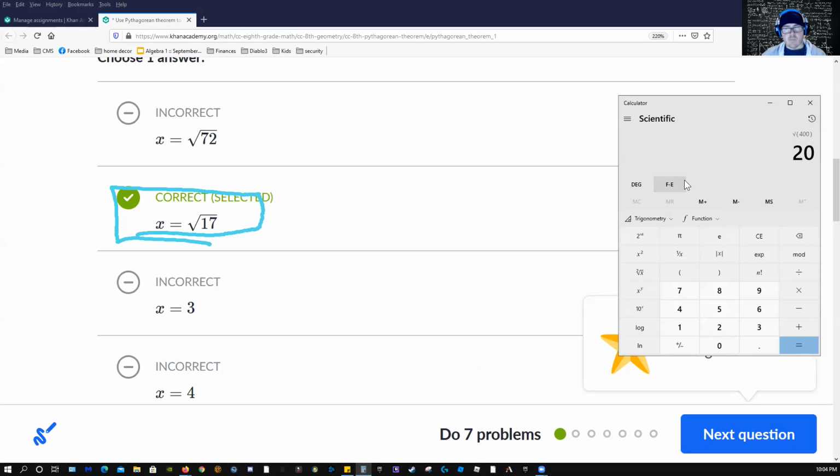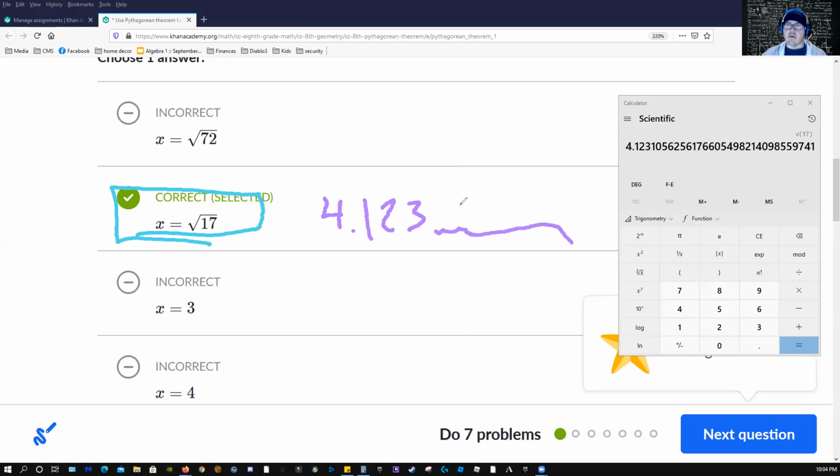Okay. So what if it wanted a decimal? There's what it comes out to be when I do a decimal. 4.123, blah, blah, blah, forever. So if the instruction were to like round to the tenths or something, just make sure you round to the correct place value. But if you have a calculator that does not give you exactsies, that's what it would be, just to prove it to you.